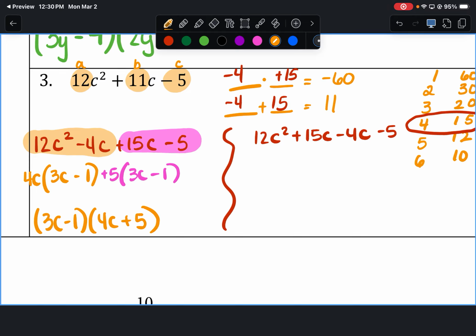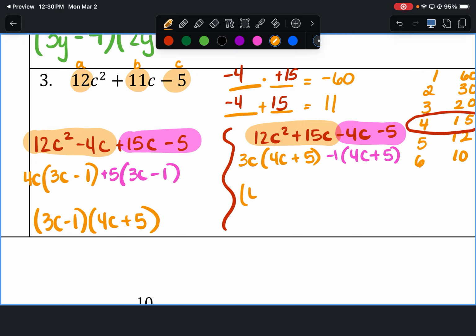If we set it up the second way, the only thing that changes is what GCFs we take out. Because the GCF between 12c squared and 15c is 3c, which leaves us with 4c plus 5. And over here, we can only take out a negative 1, which leaves us with 4c plus 5. And so we write our answer as 4c plus 5 and 3c minus 1.